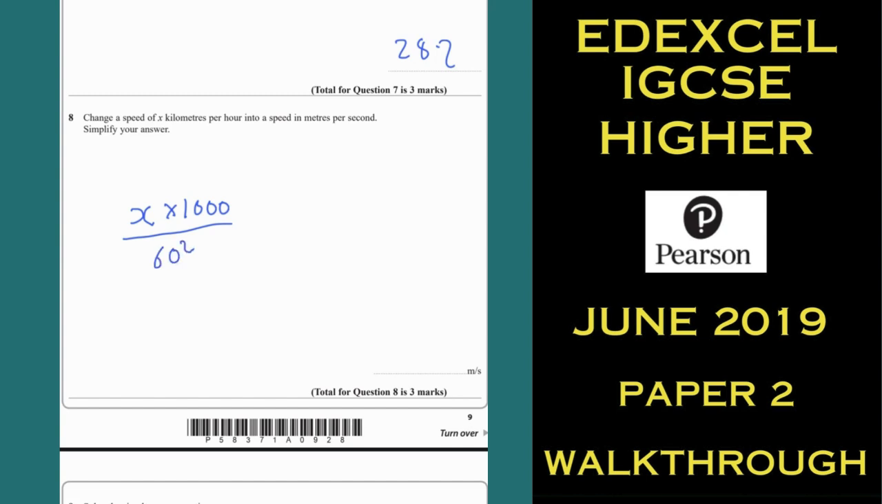It's 3,600. So you can just leave the x alone. Just press on your calc 1,000 over 60 squared, or 3,600. Now, if you do it in your head, you might get 10x over 36 when you've cancelled out the zeros, but your calc will cancel it down nicely. It'll be 5/18 of x, and that's your conversion.